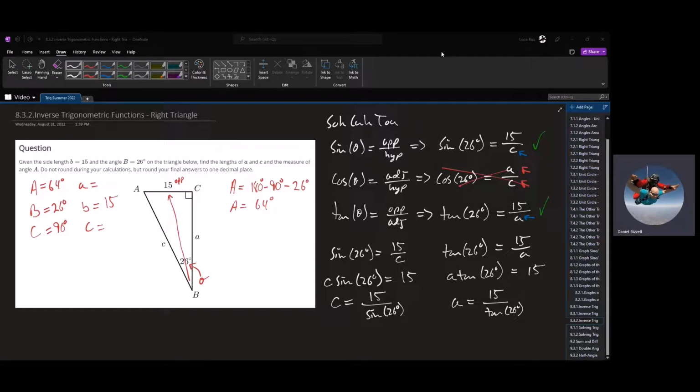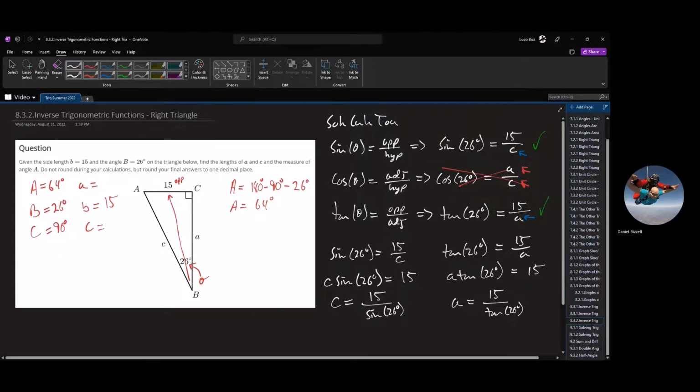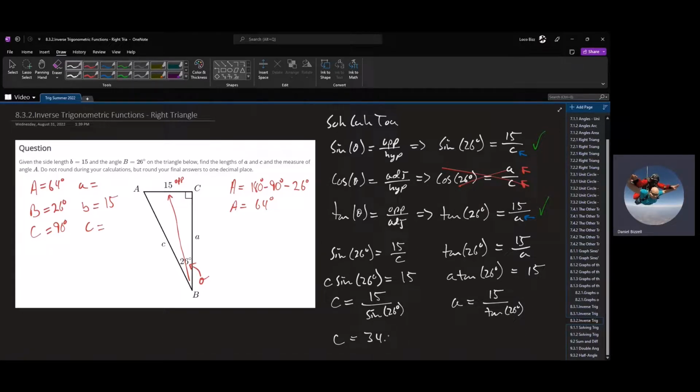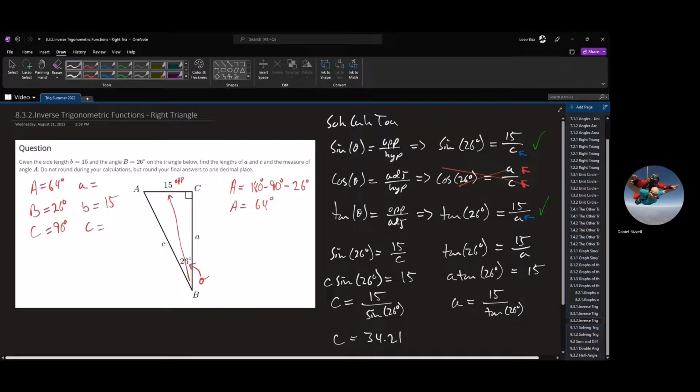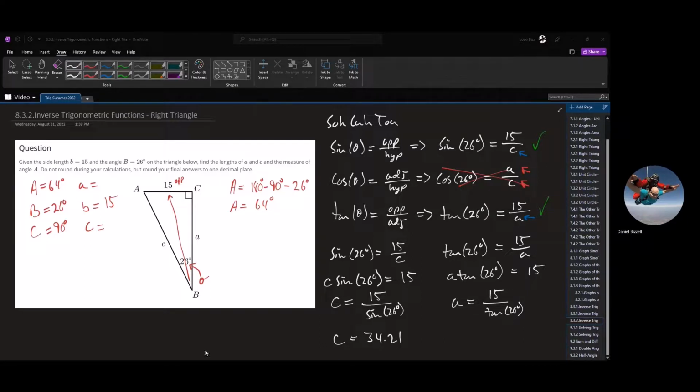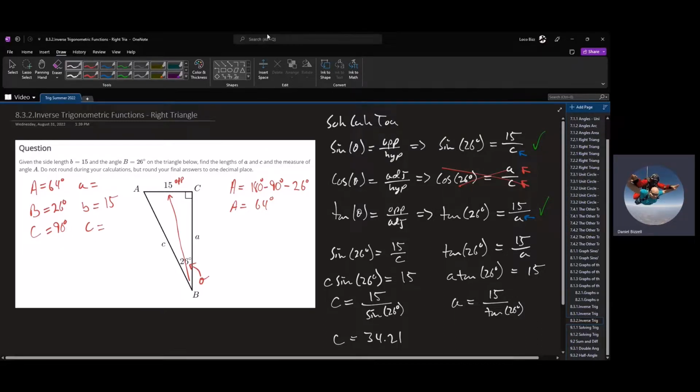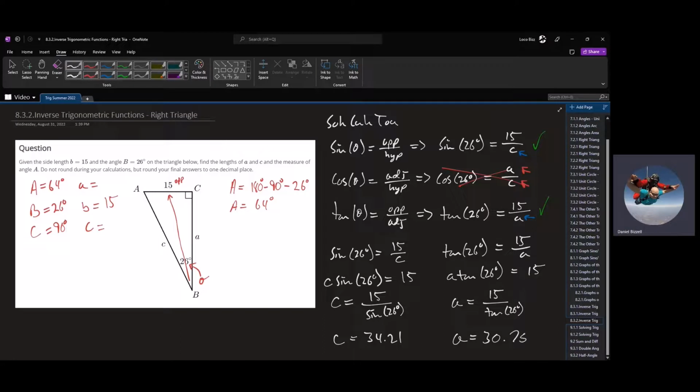Okay, so when we go and put those numbers in our calculator, we get that C is equal to 34.21. And then when we plug 15 over tangent of 26 degrees into our calculator, we get 30.75. So we get A is equal to 30.75.